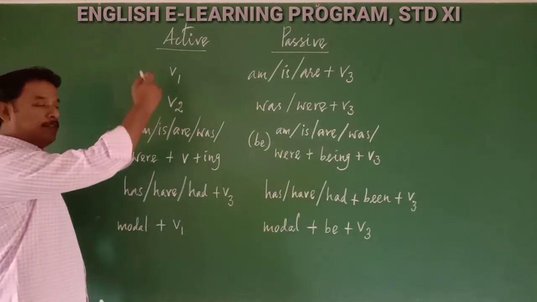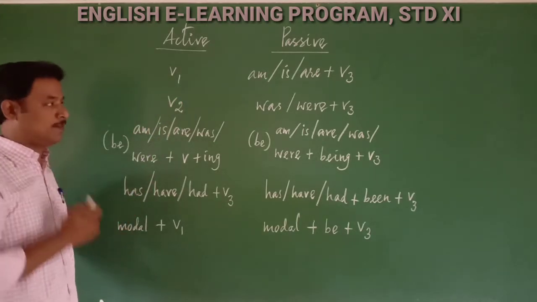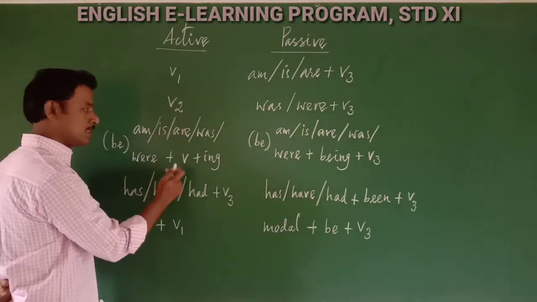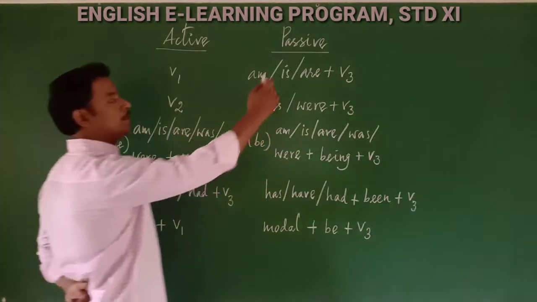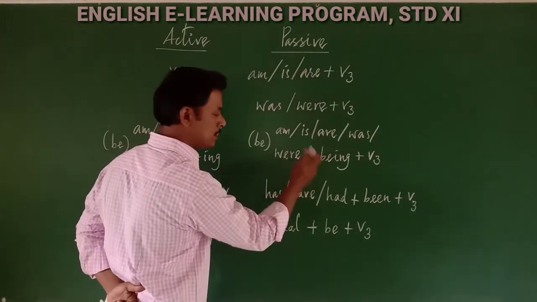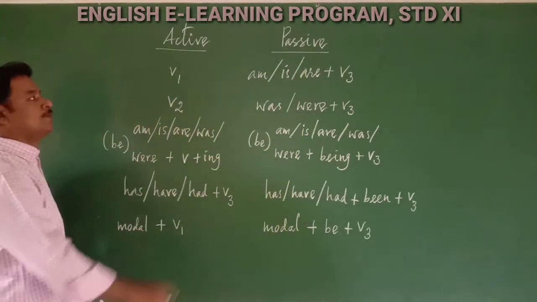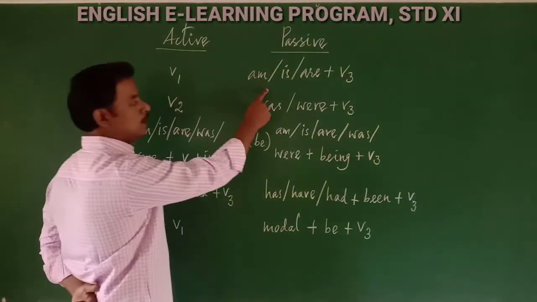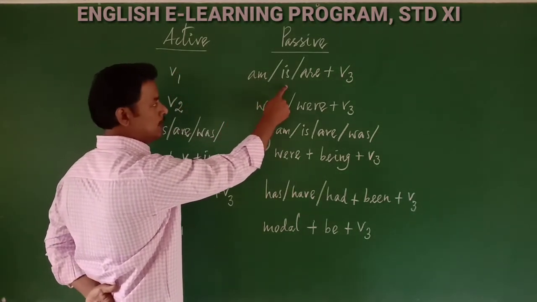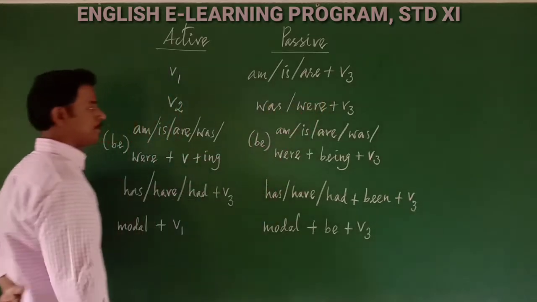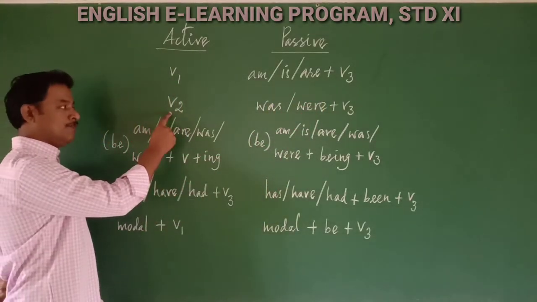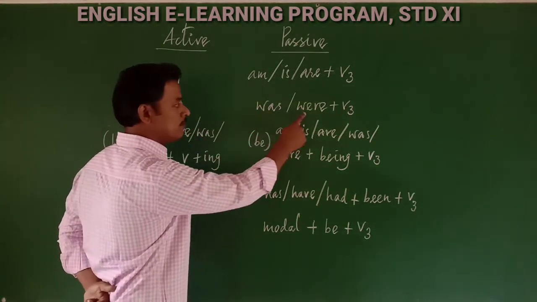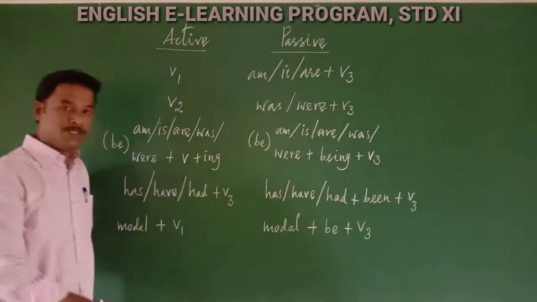Again, we will recall all these verb patterns. In active voice, this structure should be followed. In passive construction, this structure can be followed. But in simple present, verb 1. In passive voice, am, is or are plus verb 3. In simple past, verb 2 is used here. Here was or were plus verb 3 is used.